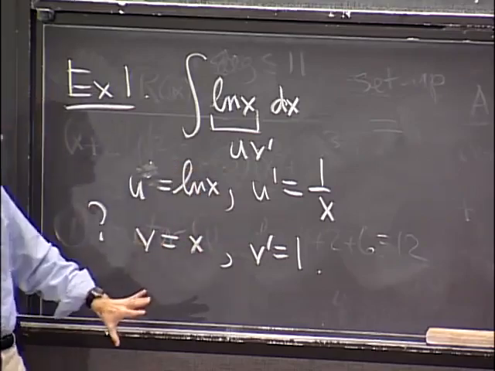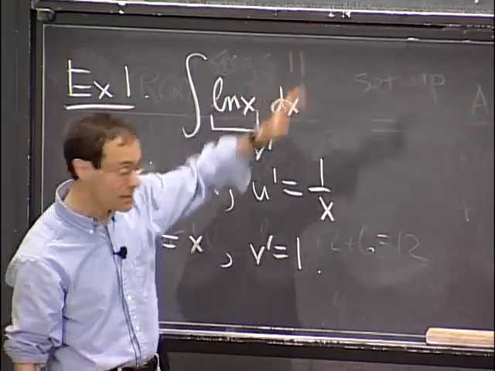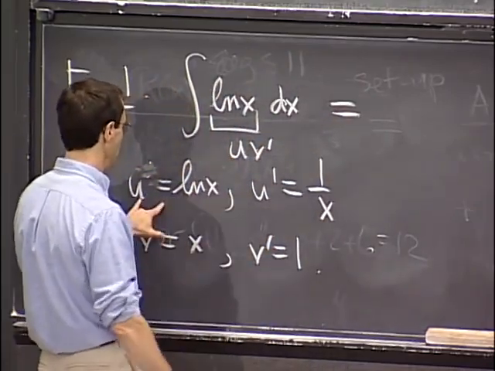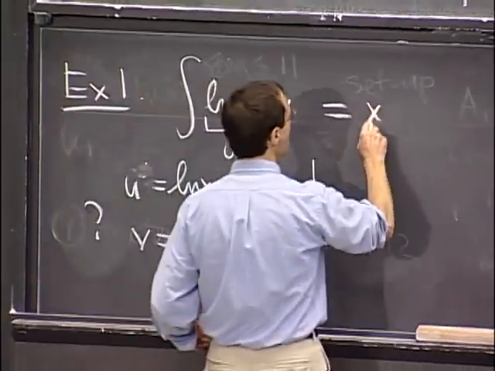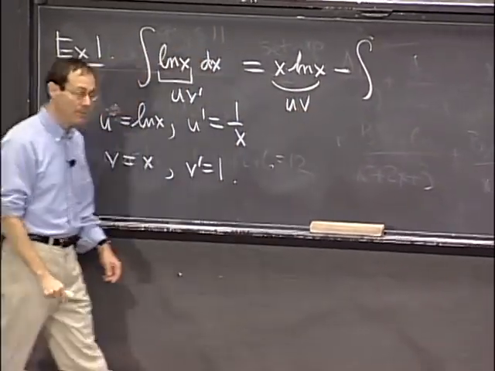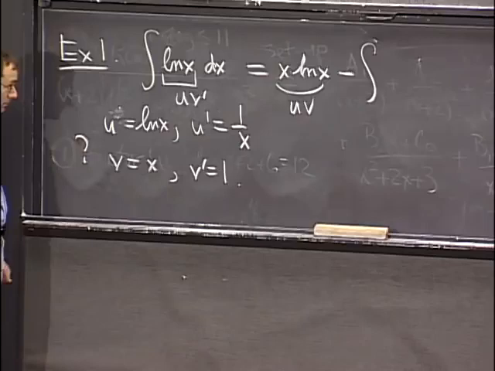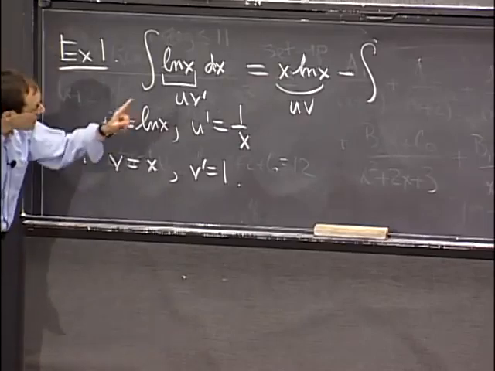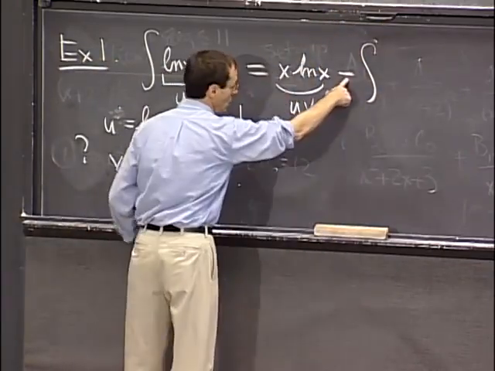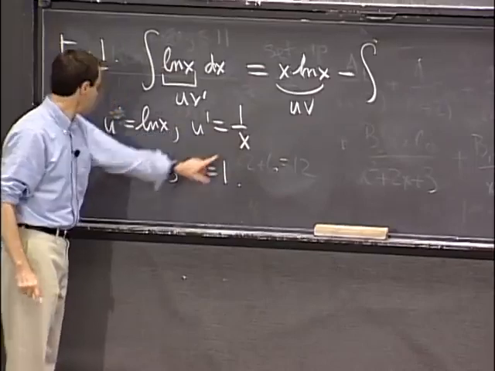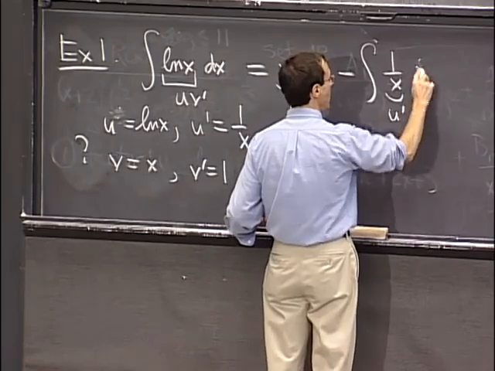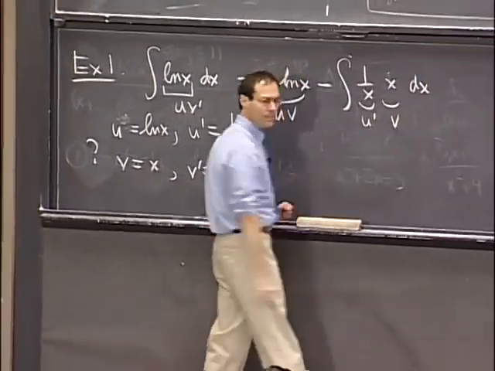So this is the setup, and now all I'm going to do is read off what the formula says. What it says is this is equal to u times v. So u is this and v is that, so it's x log x minus, so that again, this is uv, except in the other order, vu. And then I'm integrating, and what do I have to integrate? u prime times v. So look up there, u prime times v with a minus sign here. u prime is 1 over x, and v is x. So it's 1 over x, that's u prime, and here is x, that's v, dx.